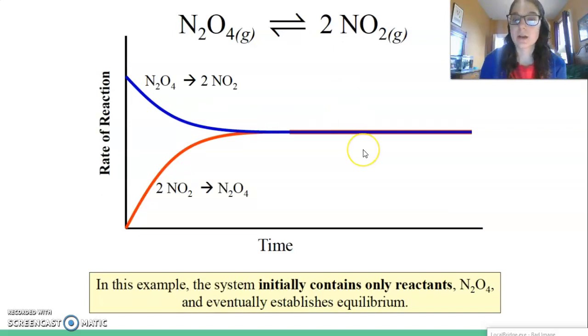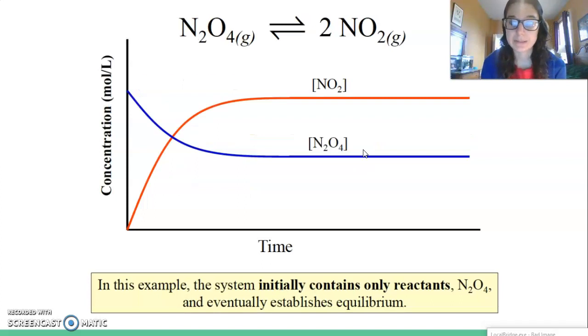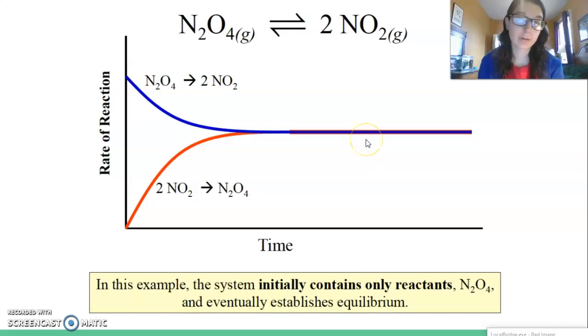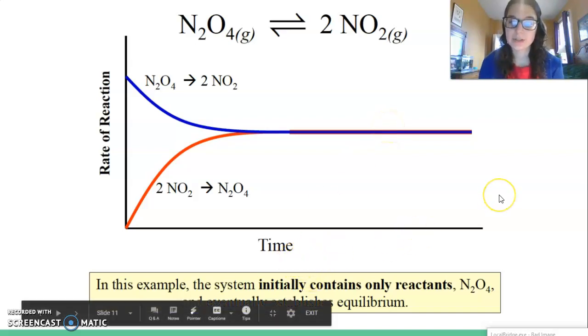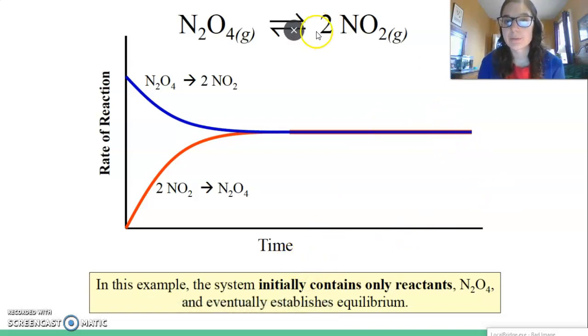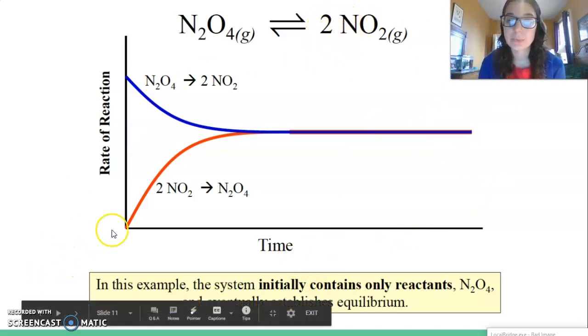It's not that the concentrations are the same, they can be different. It's that the rates of the forward and reverse reactions are equal to each other, but the concentrations of reactants and products are not changing over time. So again, in this example, initially the system only contains N2O4. Eventually we're making NO2, so the rate of the reverse reaction does increase over time.